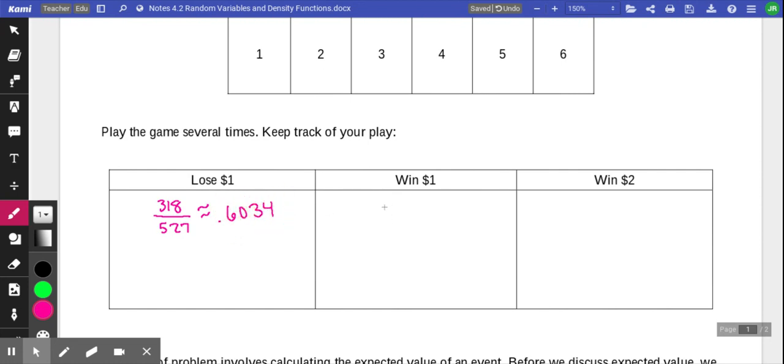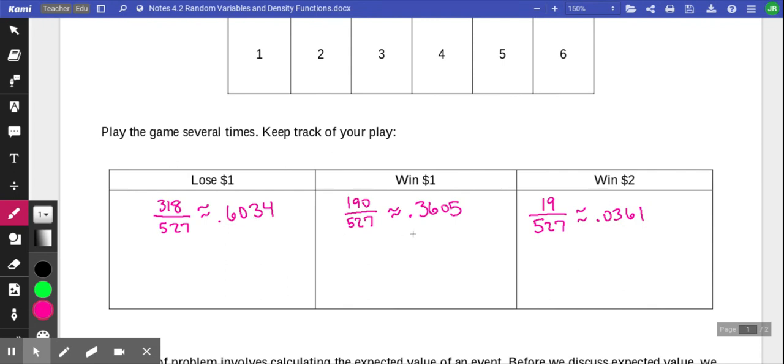That is approximately 0.6034. For winning, the case that they won $1, which meant that they put their dollar on a number, one of their dice showed that number, the other one didn't. So that's the case where they win $1. That happened 190 times out of the 527 times that this game was played, which is the decimal of 0.3605. And 19 of those games out of 527 is the case when $2 was won, and that is approximately 0.0361.